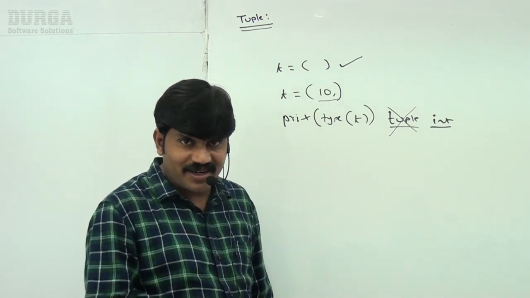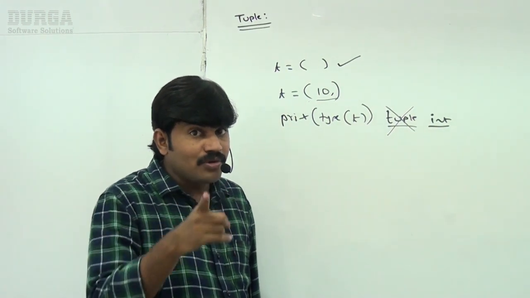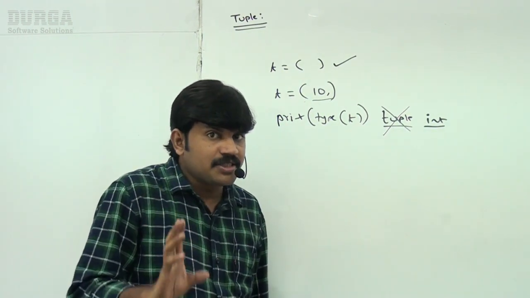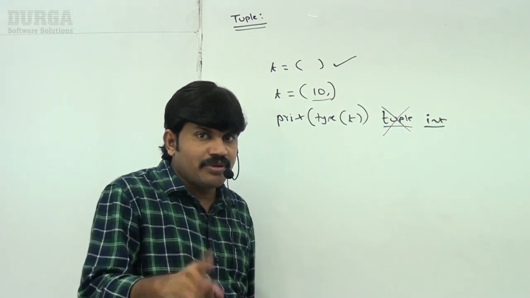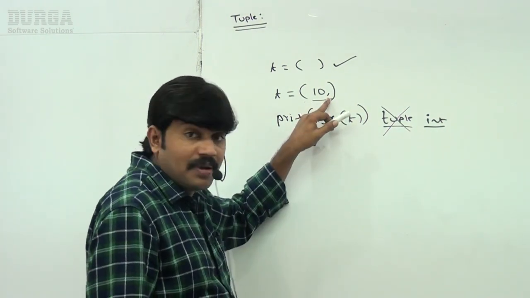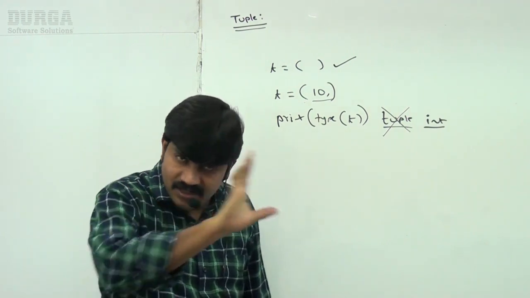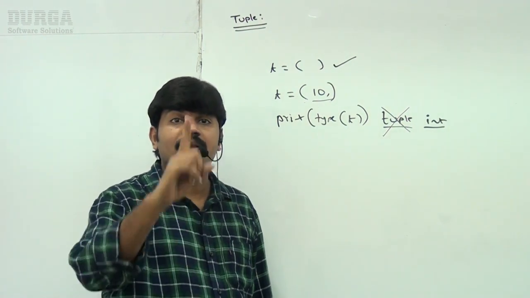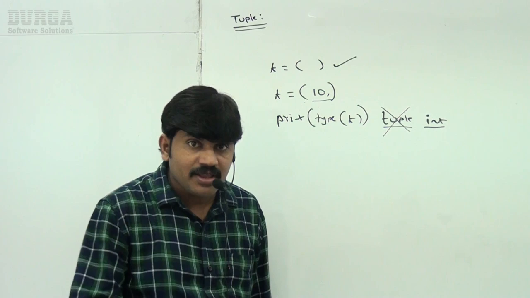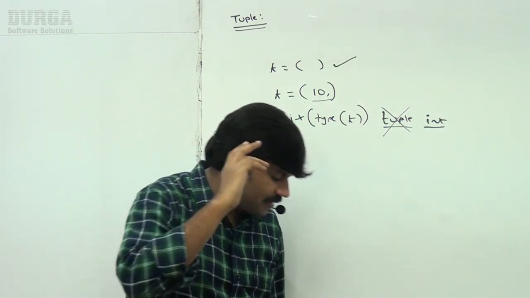Are you able to understand, right? A single valued tuple requires a bit of special care. It should compulsorily end with a comma. If by mistake the comma is not there, it is not treated as a tuple. A single valued tuple should end with a comma. It is mandatory, right?